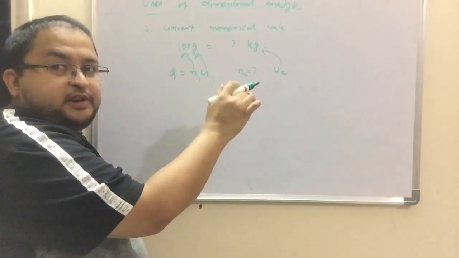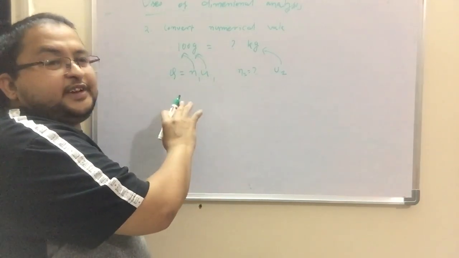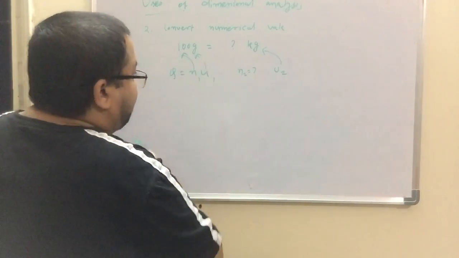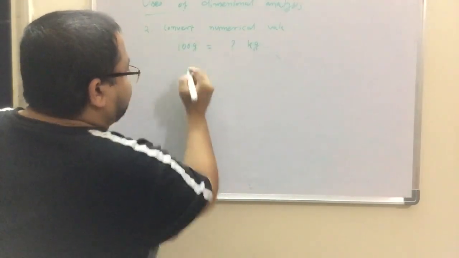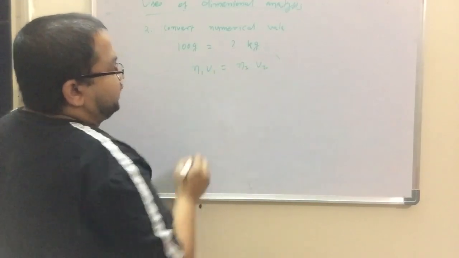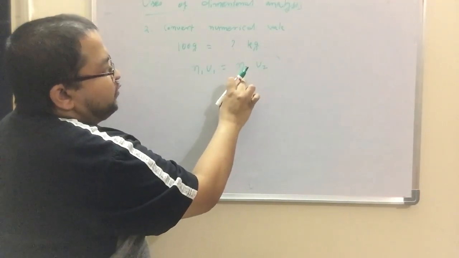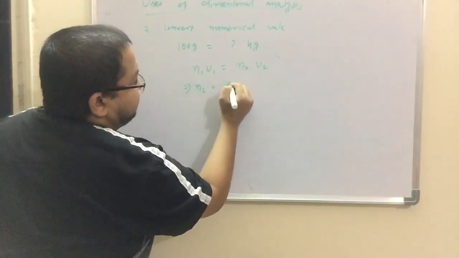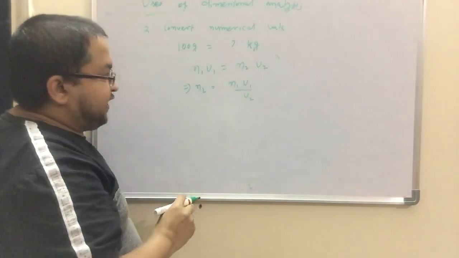Now, as we have just said, the physical quantity has not changed, obviously it also means its magnitude has not changed, which means your N1 times U1 should be equal to N2 times U2, right? So we know N1, we know U1, we know U2. All that we need to find out is N2. So obviously we can find out N2 as N1 U1 by U2, right?